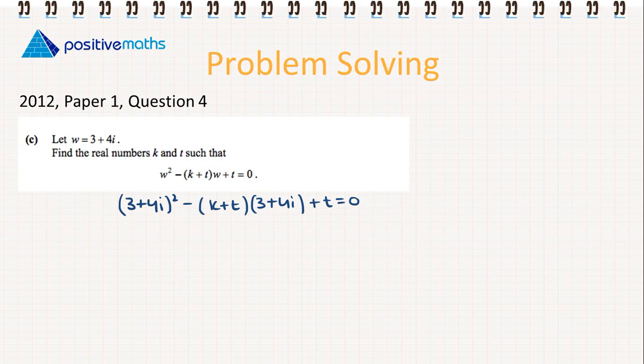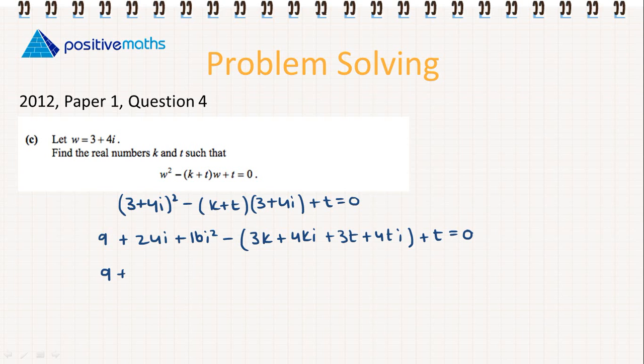So if we take our brackets, we have 3 plus 4i to be squared first. So we're going to multiply this out. We square the first term, so that's 9, twice the product of the two terms, so that's 24i, and square the last, so that's 16i squared. Then we're going to multiply in these two brackets. For the moment, we're going to leave that minus sign on the outside. So k multiplied by 3 plus 4i first. We're going to get 3k plus 4ki. Now t multiplied by 3 plus 4i, so that's going to be 3t plus 4ti. And it's plus t is equal to 0.